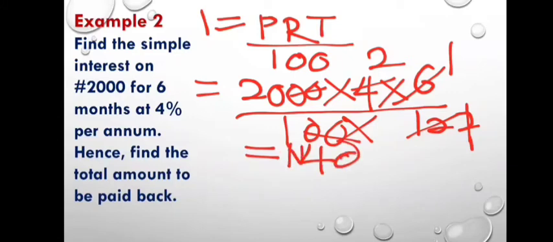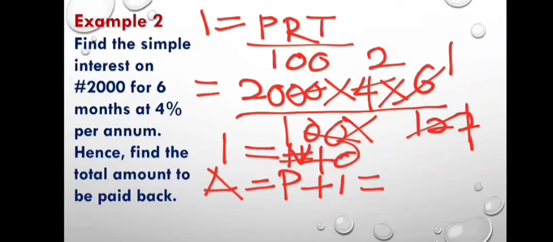So the interest here, which is I, is 40 naira at the end of the 6 months. And the next question says, find the total amount to be paid back. So how much do you pay back? Amount, the formula for amount is principal, which is the 2,000, plus the interest that you have calculated. That's P plus I.